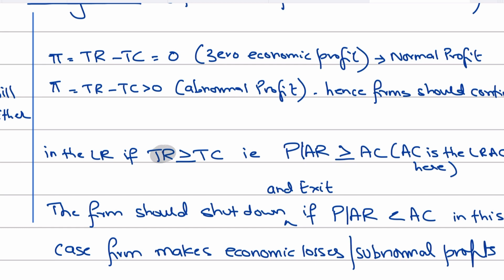When your total revenue is greater than or equal to total cost. If the total revenue is equal to total cost, there is a normal profit, right? That is, zero economic profit. But if total revenue exceeds total cost, there is abnormal profit. ये तो totals में बात हो गई.